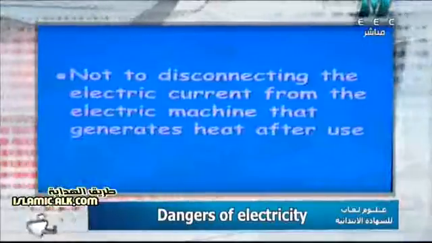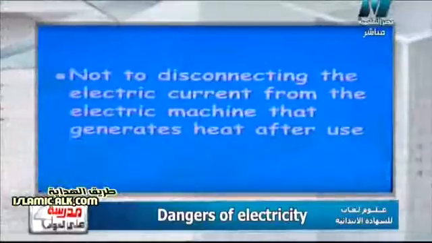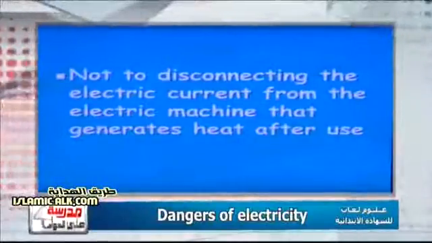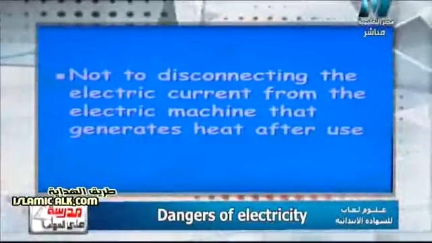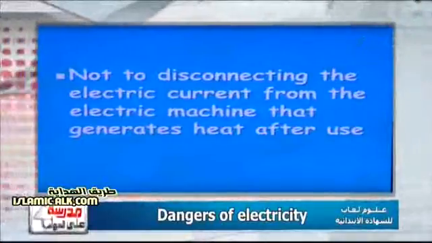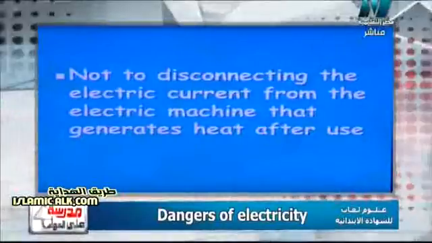Okay, so another reason for the electric fire: not disconnecting the electric current from the electric machine that generates heat after use. واحد ما بيفصلش التيار الكهربي from the electric machine that generates heat after use. For example, the electric iron، المكوى. المكوى جهاز خطير جدا جدا في بيوتنا. Please, we must make sure، لازم نتأكد كويس قوي I disconnected، أنا فصلت تماما the electric current from the electric iron after use عشان ما اسيبهاش واخرج for example ممكن لا قدر الله يحصل electric fire.